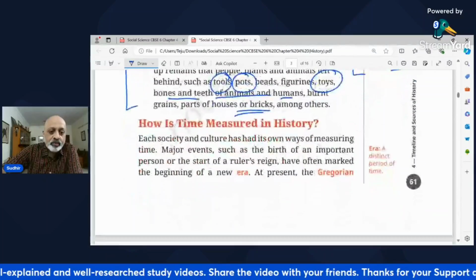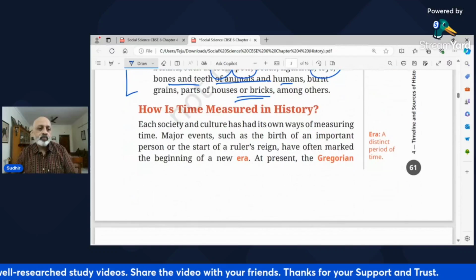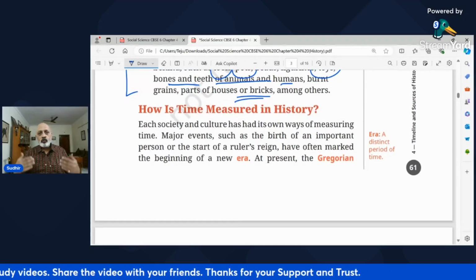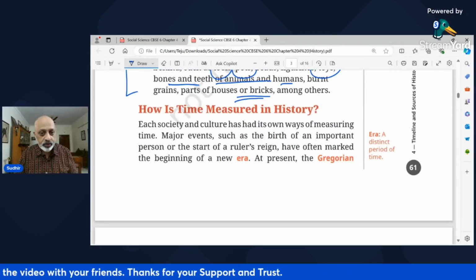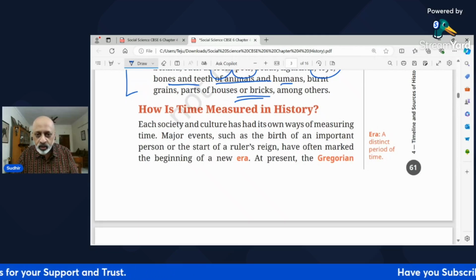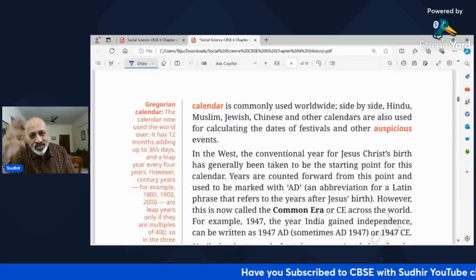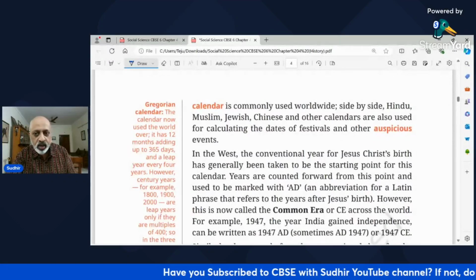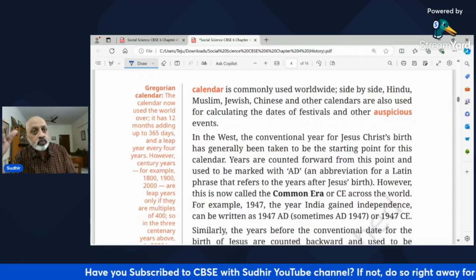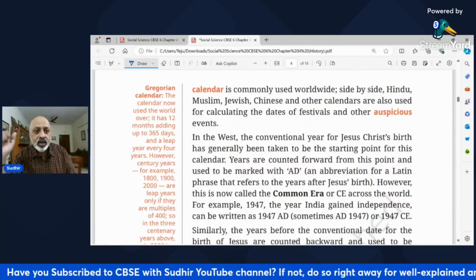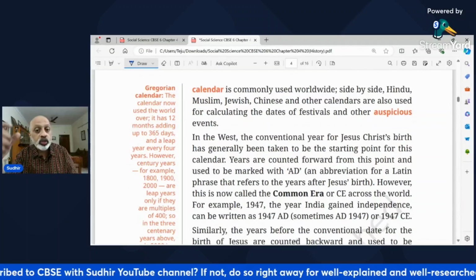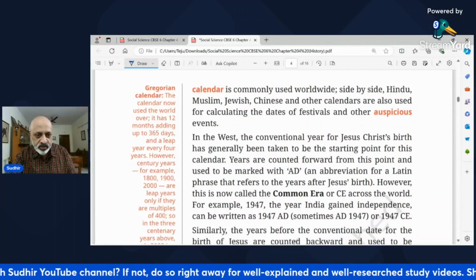Now, how is time measured in history? Every society has a way of measuring time. Okay, samay. What we now have is the Gregorian calendar, which is essentially 12 months, 365 days, and a leap year once every 4 years. But then there are also the Tamil calendar, the Malayalam calendar, the Muslim calendar, the Jewish, Chinese. There are different calendars, right?